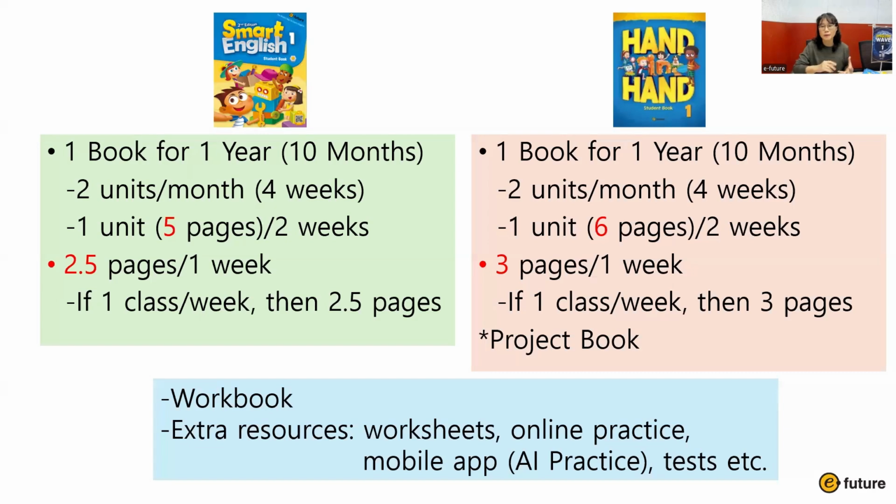If you don't want to do this calculation, just think in a simple way. Just do 1 or 2 pages per book. That's a simple guideline. 1 or 2 pages per class, and that will give you 1 book per year. Right? That's how most e-teacher books work.